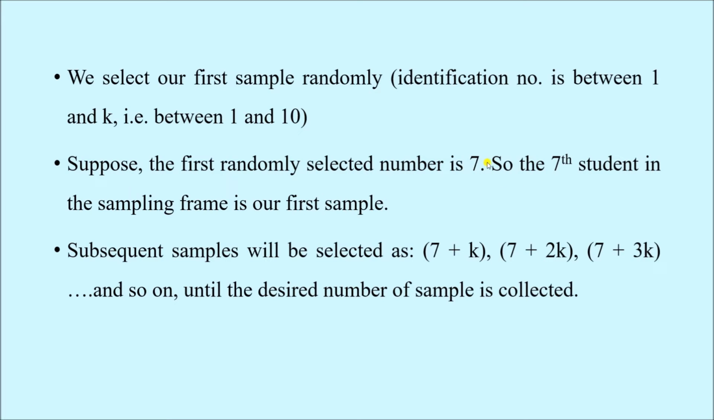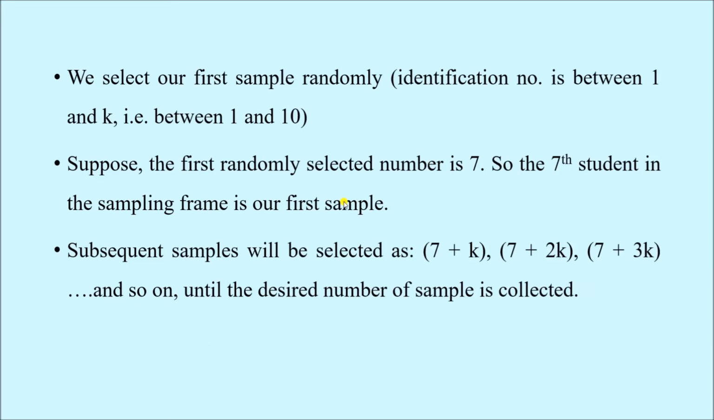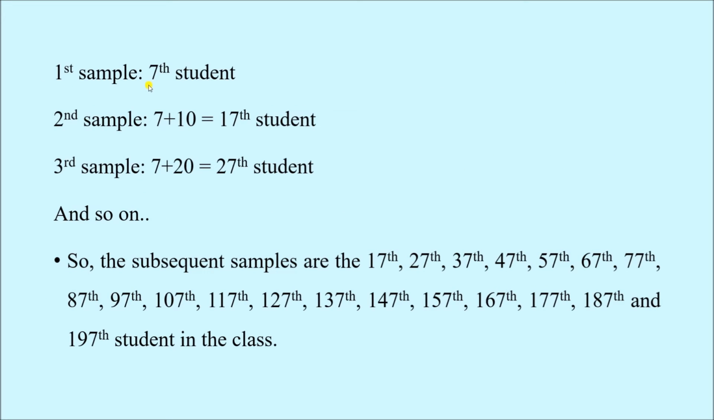is 7. Okay, so the 7th student. Remember we have 200 students, so we also have a sampling frame where every student has been given a particular number, any identification code. That can also be their roll numbers. So the 7th roll number student is the first sample. Alright. The subsequent samples will be selected as 7 plus k, 7 plus 2k, 7 plus 3k, like this. So the first sample, the randomly selected number, is 7. So the 7th student is my first sample.